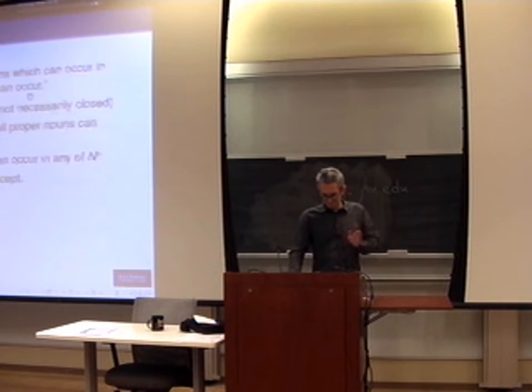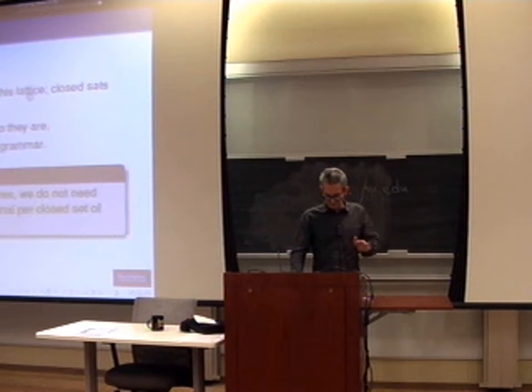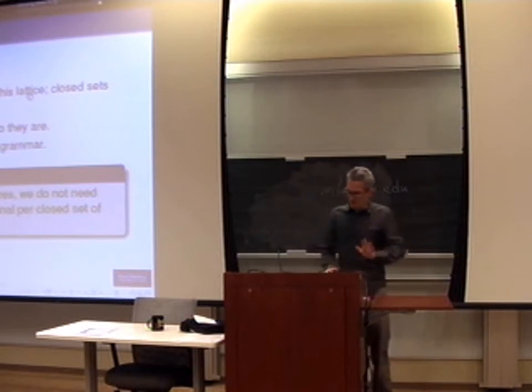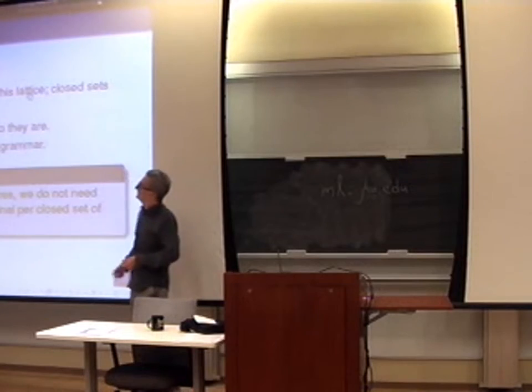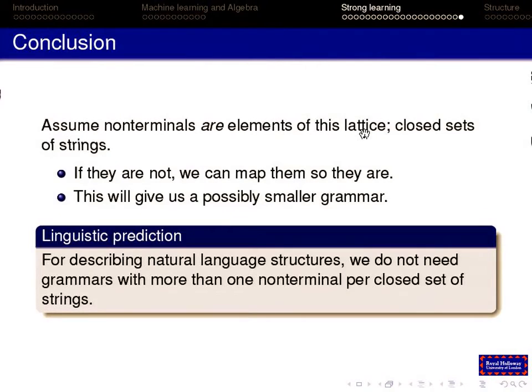I must go, skip this. So what we're going to do is assume now that the non-terminals in our context-free grammars are elements of this lattice. And the question is now, can we define now a notion of structure which is based on this?